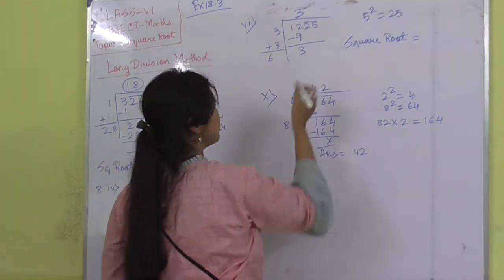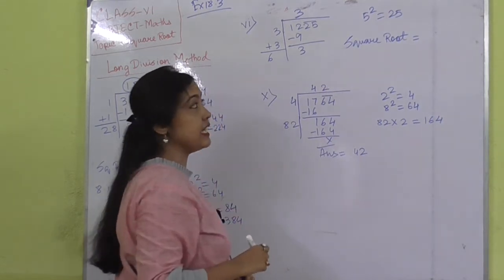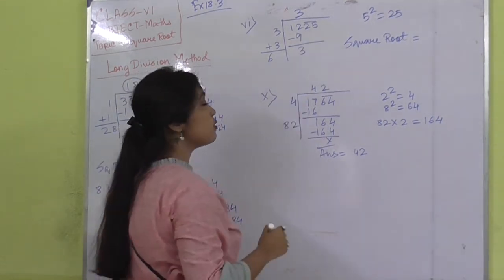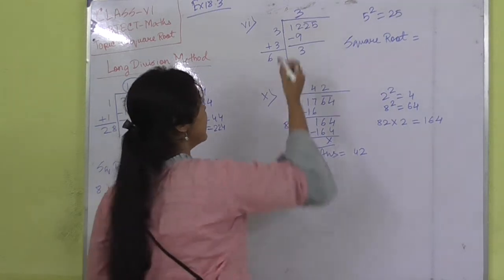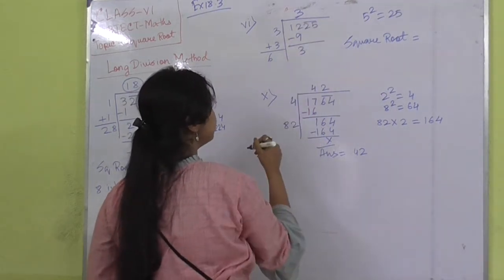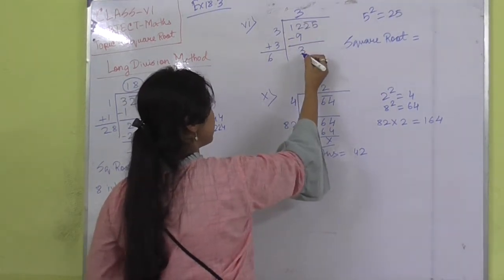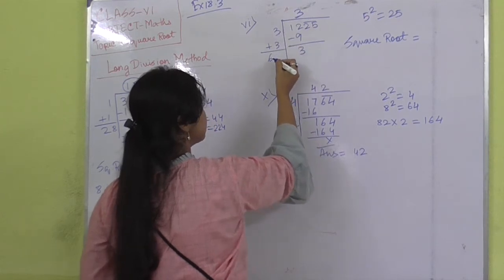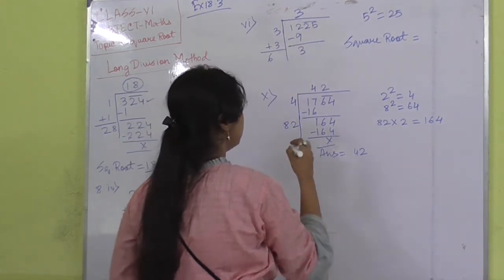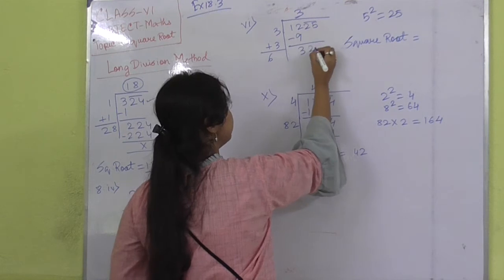So 3 square is 9 and 4 square is 16. So 16 is larger than 12, so we won't take 16, we will take 3 into 3, it is coming as 9. And 12 minus 9, it is coming as 3, and 3 plus 3, it is coming as 6. So first of all we will write this 25 over here.